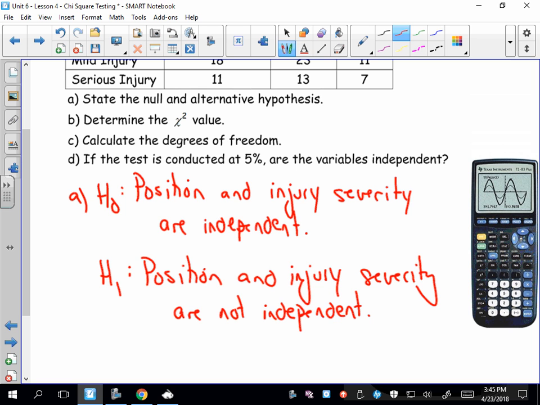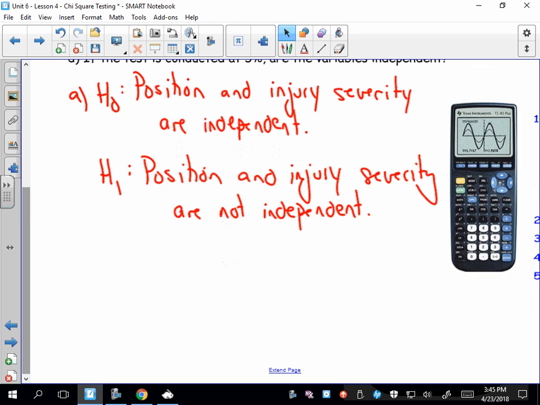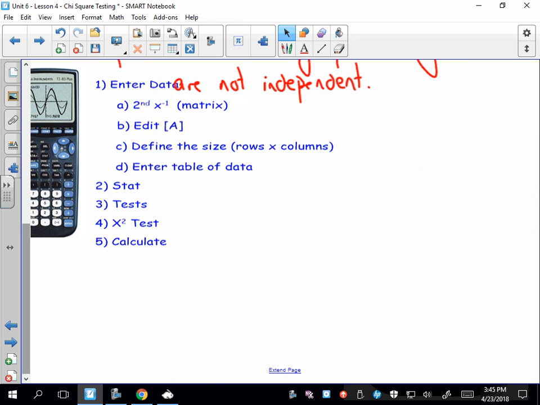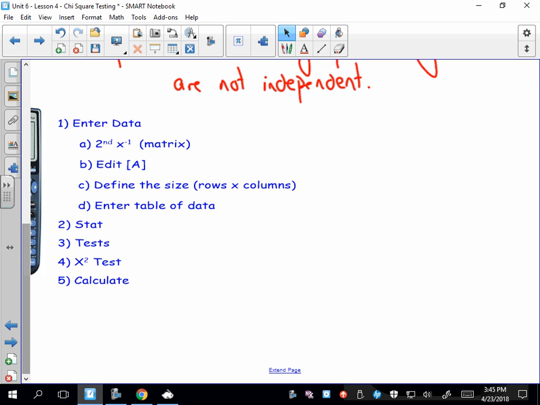The rest of this, figuring out the math part, we're going to use our calculators for. So our instructions. These are instructions right here. Let's move it over a little bit. We'll go through an example while we talk about this. Okay, so the first thing we have to do is enter our data.